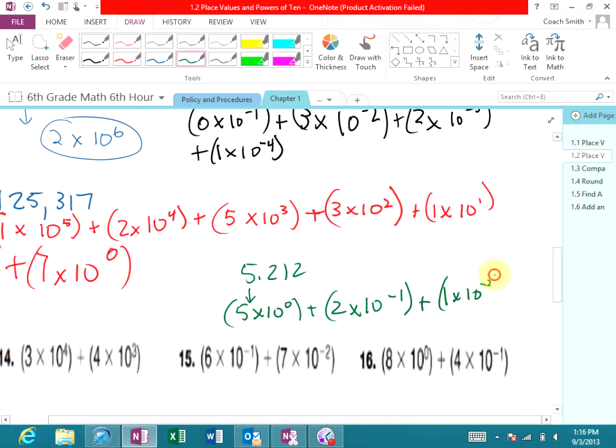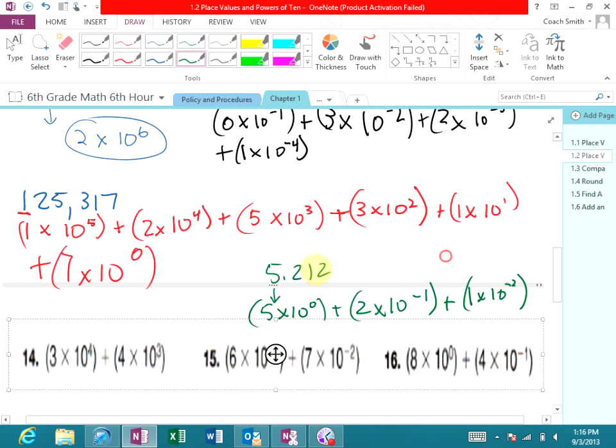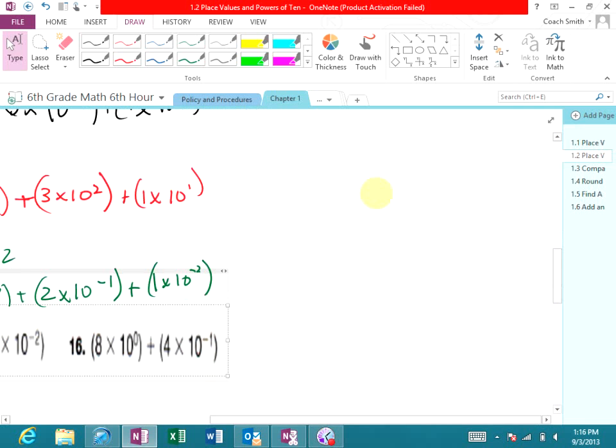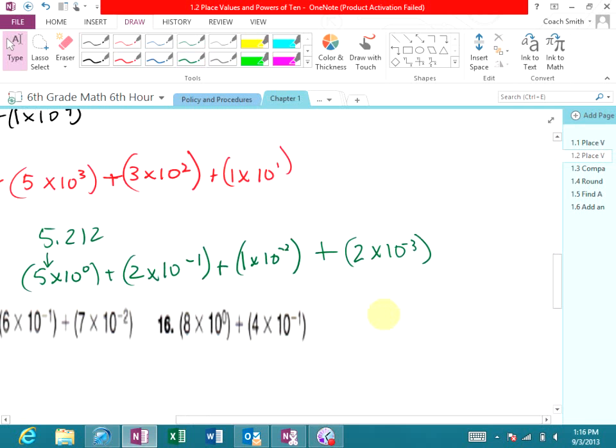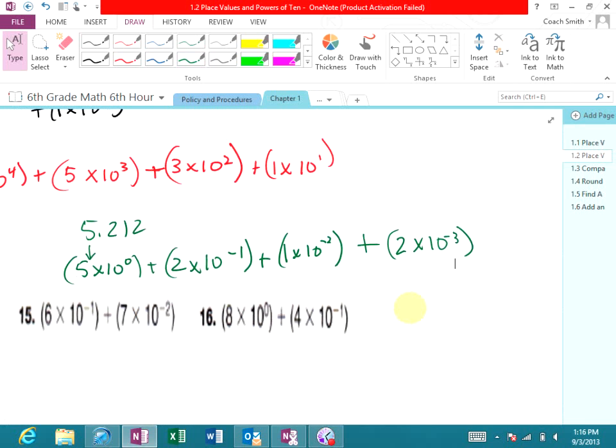Right, 10 to the negative second power plus, whoa, didn't want to move it over that far, but I did. Plus 2 times 10 to the what? Judith? Negative third power. So there it all is right there.